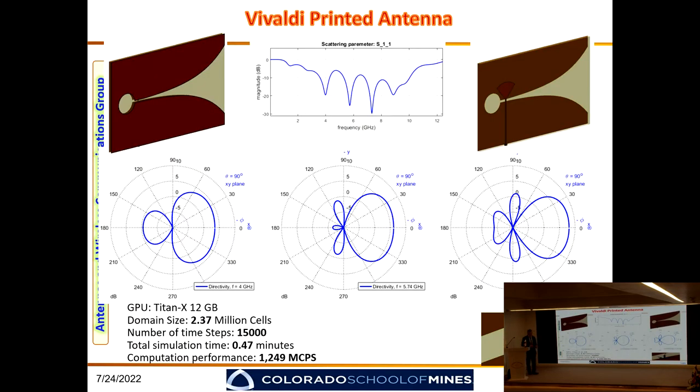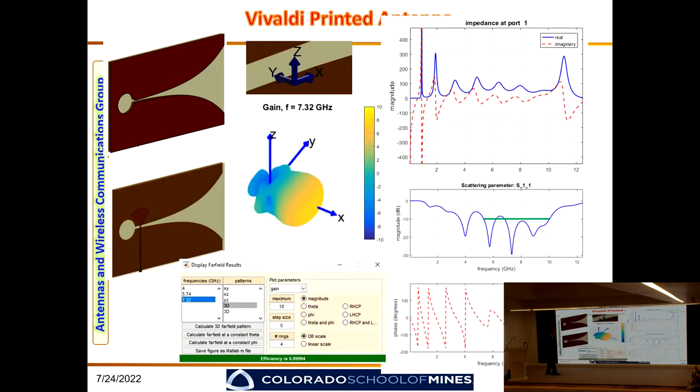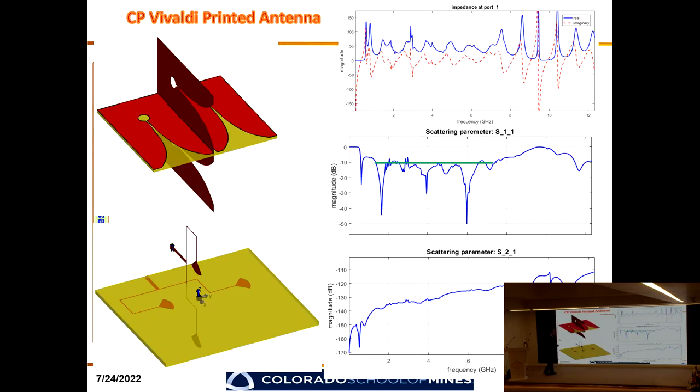The Vivaldi antenna is a very wideband antenna, and you can see one element here, the radiation pattern, and also the performance as a function of input reflection coefficient. And you can see the radiation pattern. And you can see the band of operation, about 5.5 all the way to 10 gigahertz for this wideband antenna. We also created a dual polarized Vivaldi antenna.